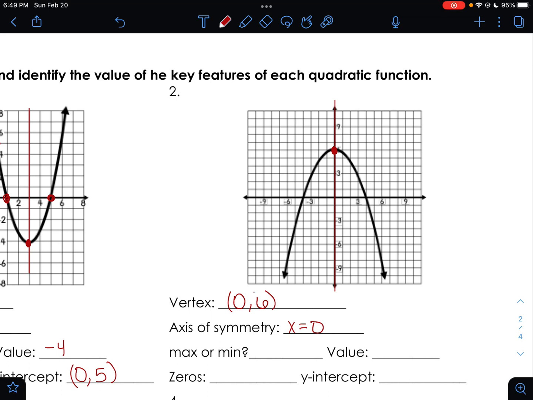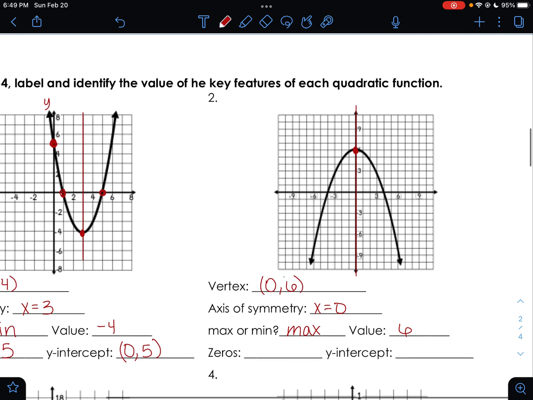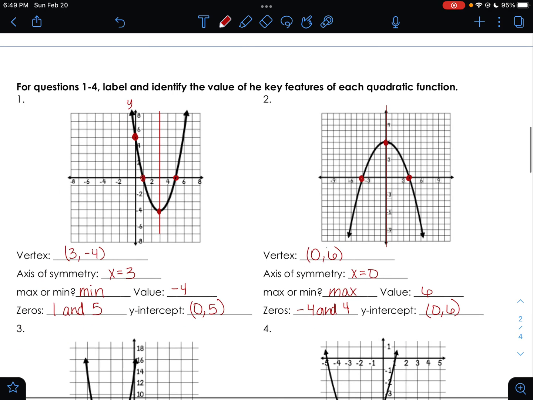This has a highest point on the graph, which means it has a maximum. That maximum value, the highest number on the graph, is 6. There's no number bigger than 6 on this graph. How many zeros does it have? It has 2. It looks like it's crossing at -4 and +4. The y-intercept happens to be the same point as the vertex. That is not always the case, so please don't make that assumption.